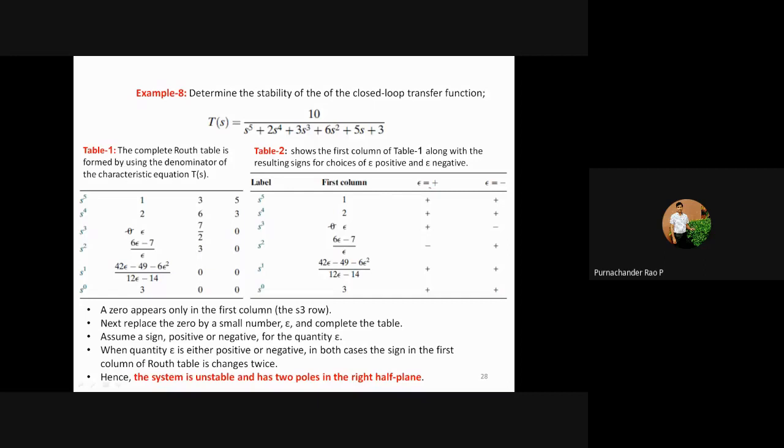Here they are taking epsilon as positive. So how many sign changes are taking place? If epsilon is negative, how many sign changes? Always just see positive to negative and negative to positive. There are two sign changes. If you consider epsilon as negative also, positive to negative here, negative to positive, again two sign changes. So there is no change in the sign changes whichever value you choose for epsilon. If sign changes are available, then the system is going to be unstable.